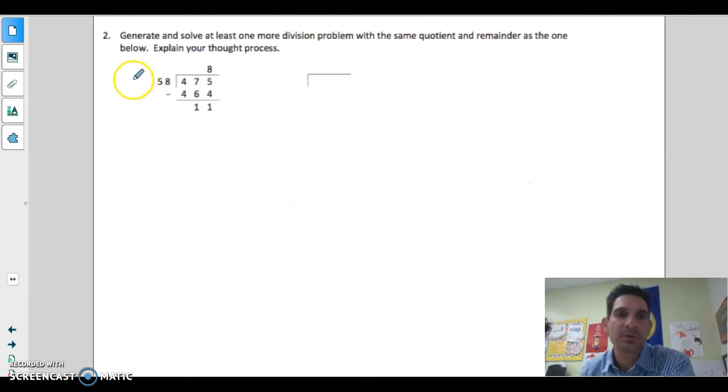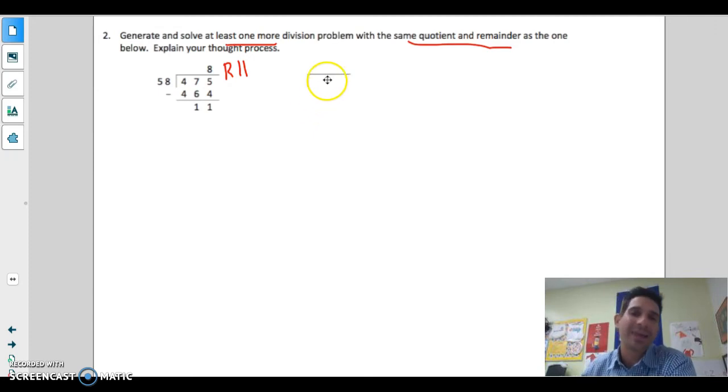All right, so number 2 says generate and solve at least one more division problem with the same quotient and remainder as the one below. So I need an 8 remainder 11. Now this can be confusing, but it really doesn't have to be. What I need is a remainder of 11 and a quotient of 8. It can't just be any number. It has to kind of make sense.